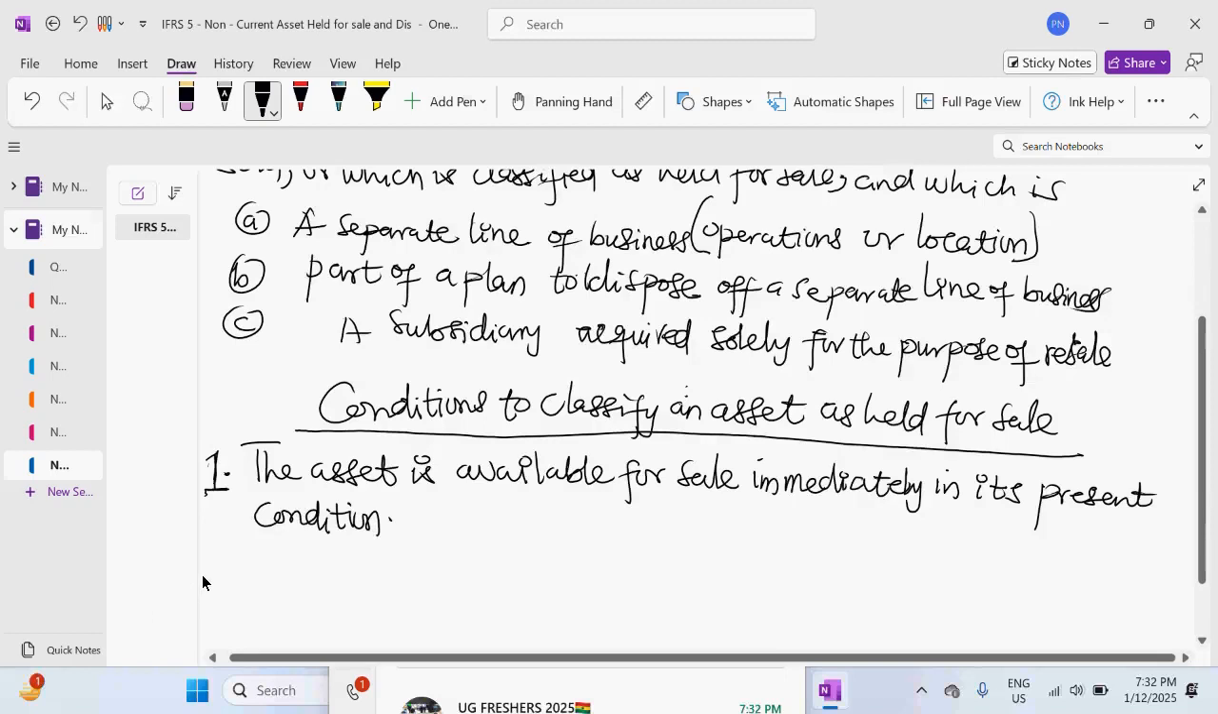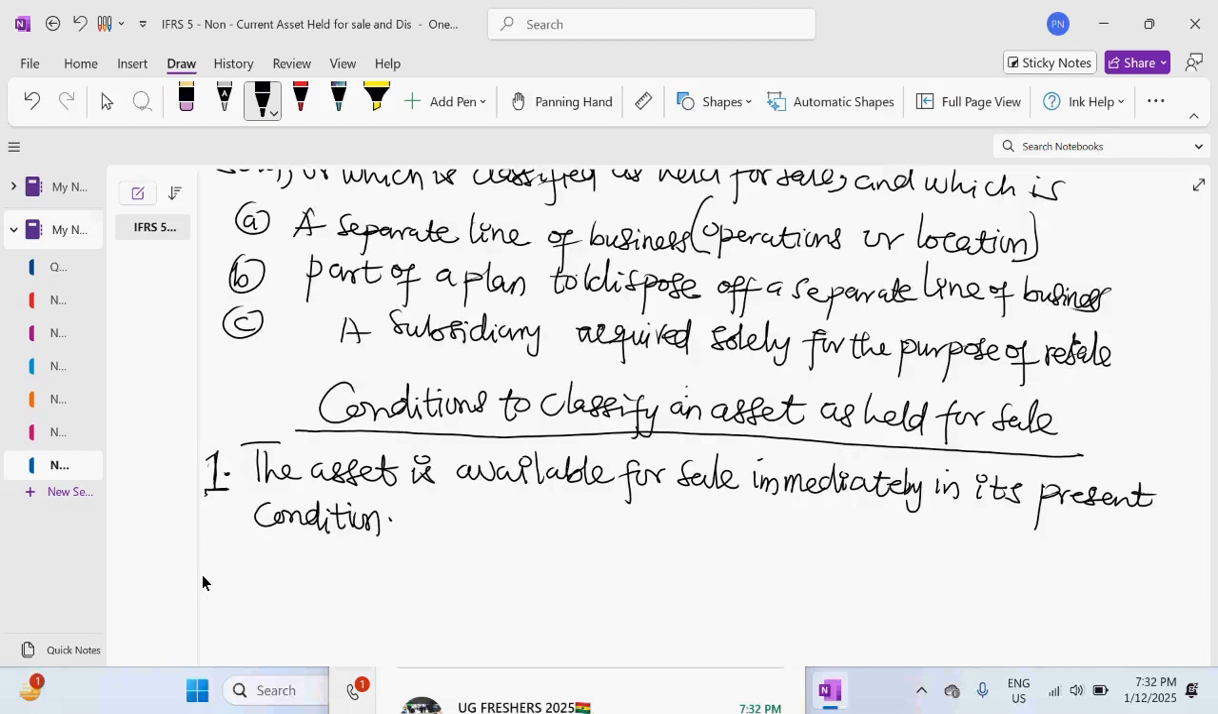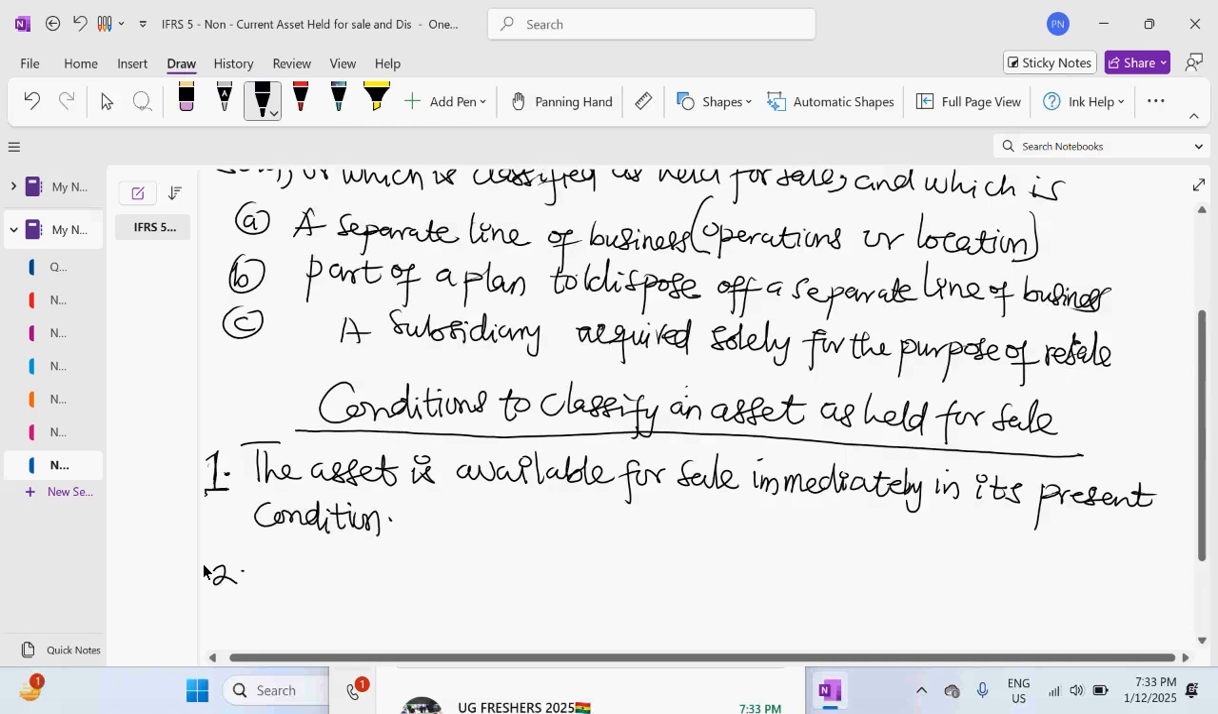In its present condition. So this is one of the conditions that would help us classify an asset as held for sale, IFRS 5. So if you read a question and they say the asset is under repairs, how can the asset be under repairs whilst you are going to sell it? It should be readily available in its present condition before we can classify it as held for sale.